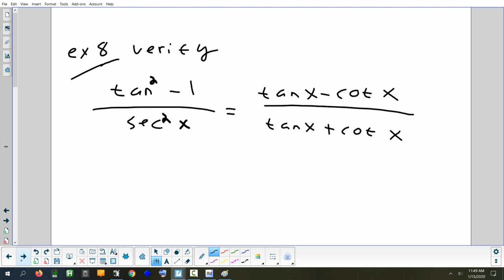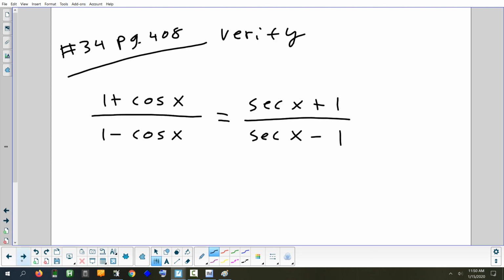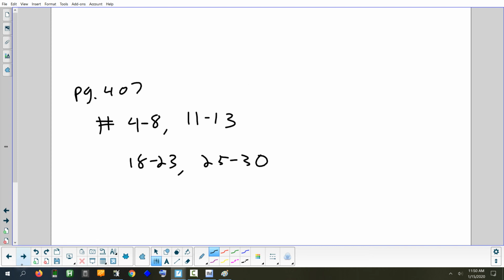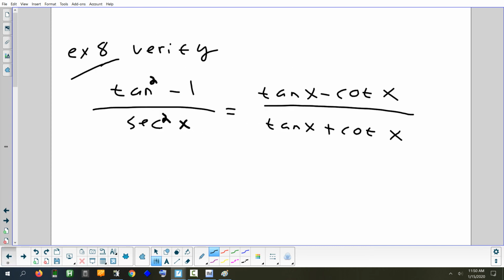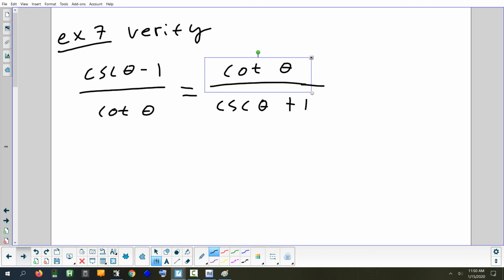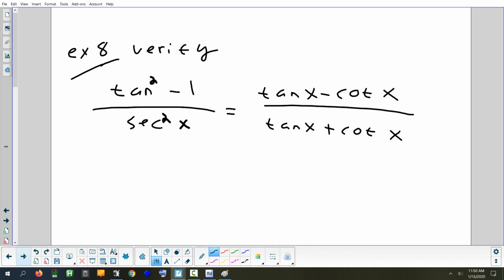No, I'm just picking random ones at this point. I don't know. Let's try this one. I have to remember how to do it. So it's tangent squared minus 1 over secant squared, and that equals tangent x minus cotangent x over tangent x plus cotangent x.